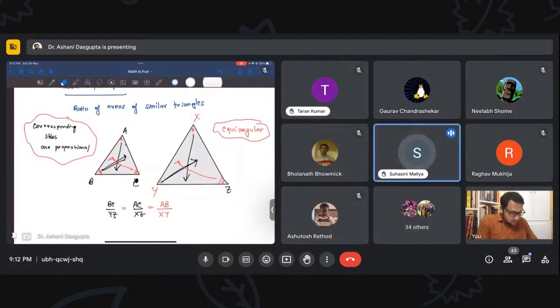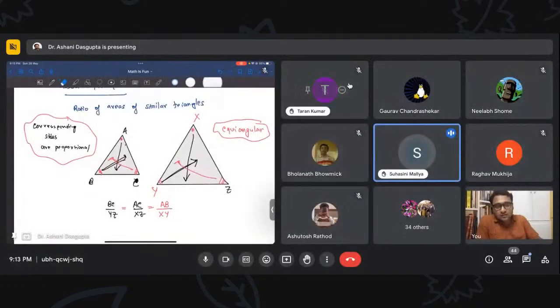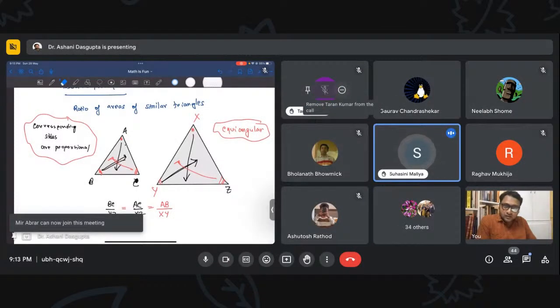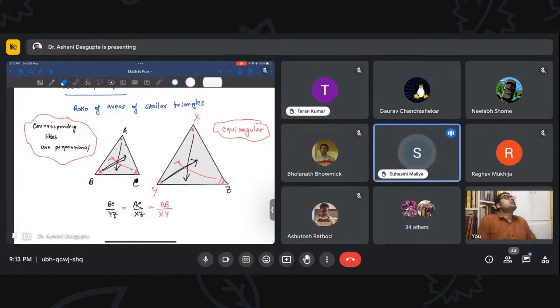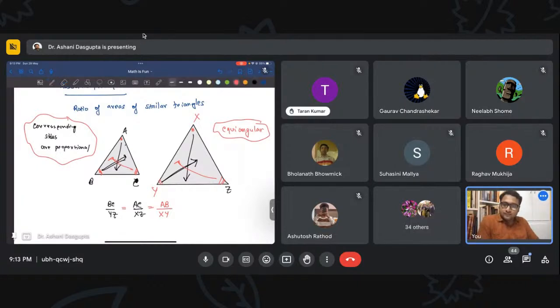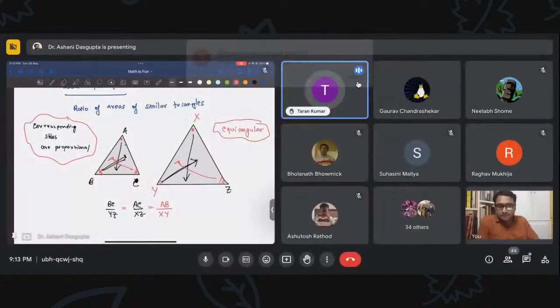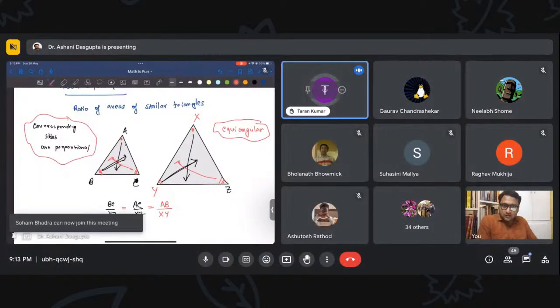So the thing is, it's not just the angles that matter. I just wanted to ask if you can reflect a triangle, and if reflecting a triangle would make it superimposed on another triangle, and those two triangles would still be similar. Okay. Taran Kumar, what do you think? With regards to the triangle or the ratio of areas of similar triangles?